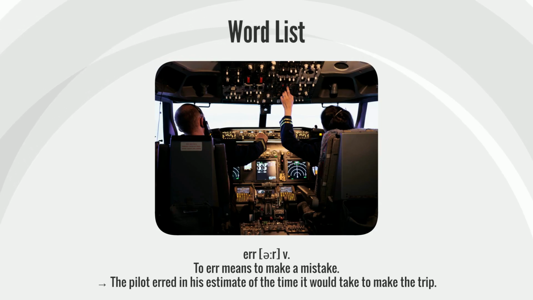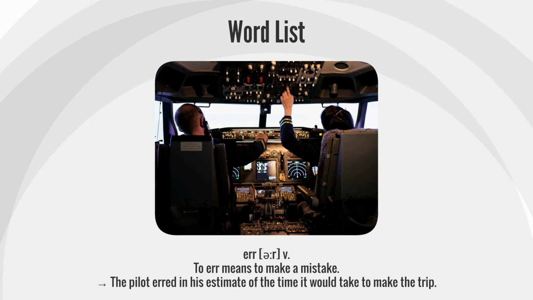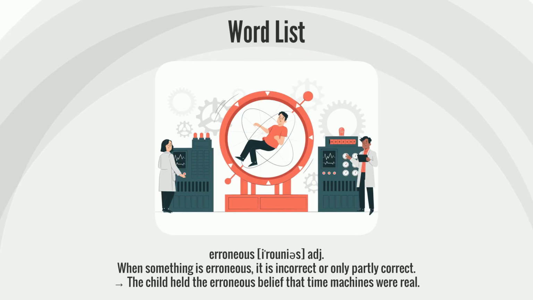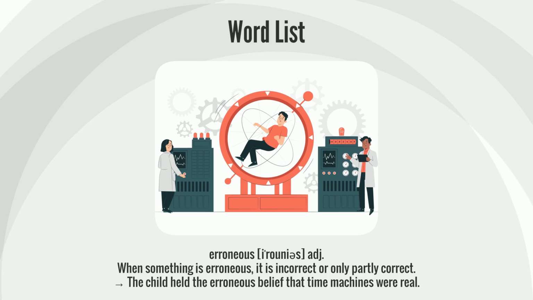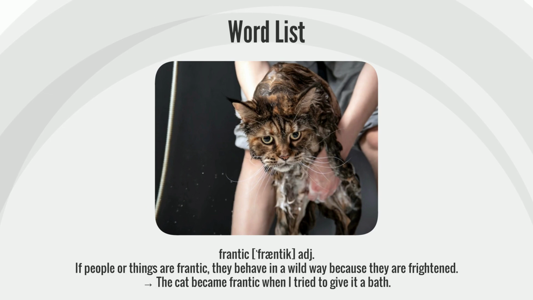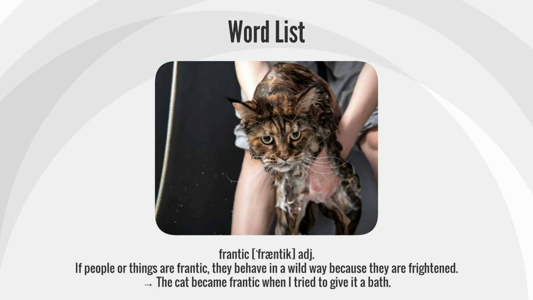Err. To err means to make a mistake. The pilot erred in his estimate of the time it would take to make the trip. Erroneous. When something is erroneous, it is incorrect or only partly correct. The child held the erroneous belief that time machines were real. Frantic. If people or things are frantic, they behave in a wild way because they are frightened. The cat became frantic when I tried to give it a bath.